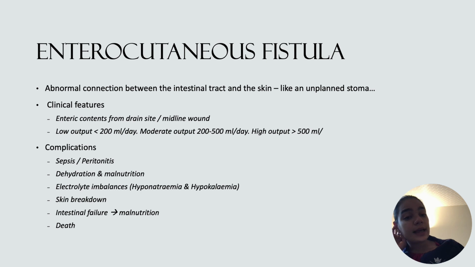So the next complication is an enterocutaneous fistula. And this essentially is an abnormal connection between the intestinal tract and the skin. So think of it as an unplanned stoma. The clinical features are having any enteric contents, so any bowel contents coming out from the drain site or the midline wound. It can be low output, moderate output, or high output.